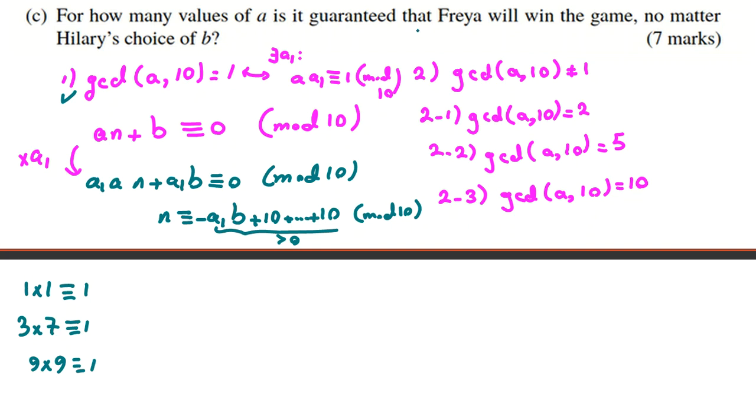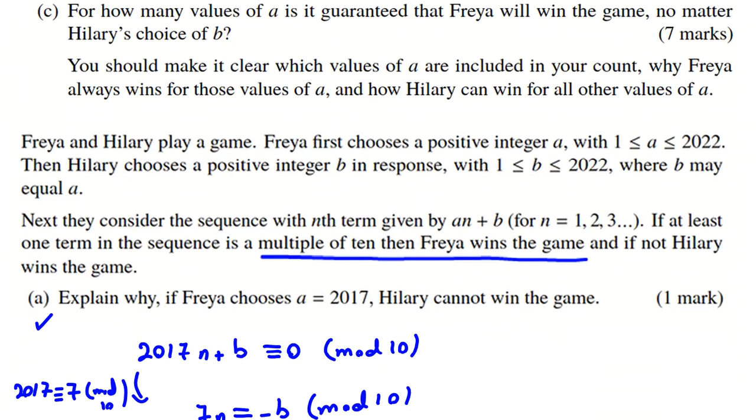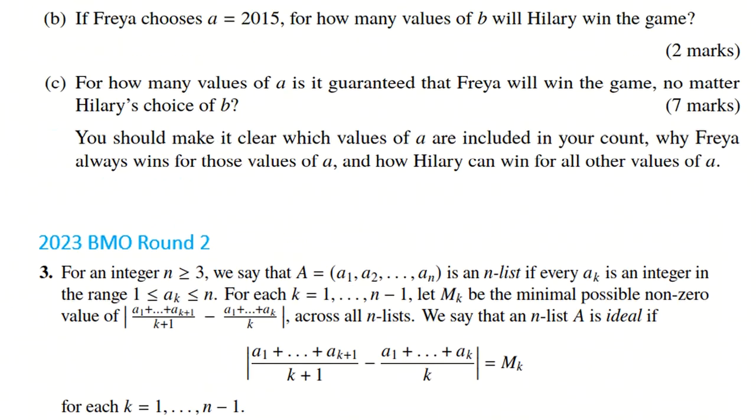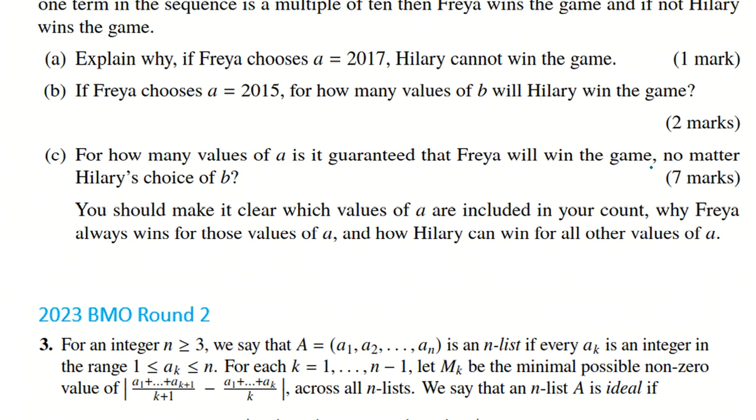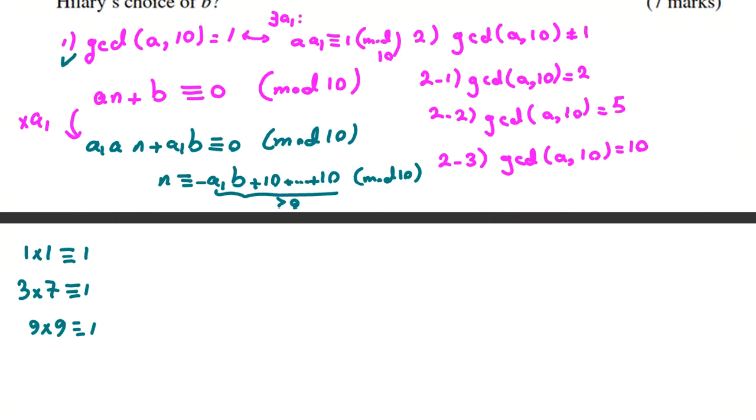So for these values of A, it is guaranteed that Freya will win the game. And now we want to calculate the rest. Let me go to the main problem. It says, for how many values of A is it guaranteed that Freya will win the game? So here we prove this case. At the end, we will calculate them.